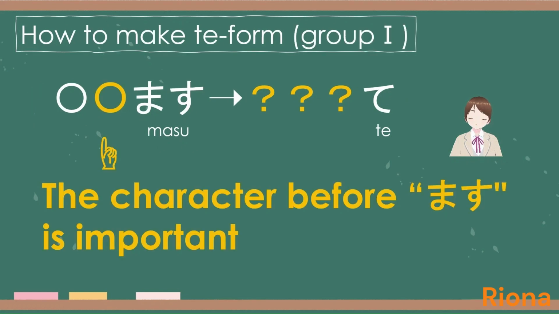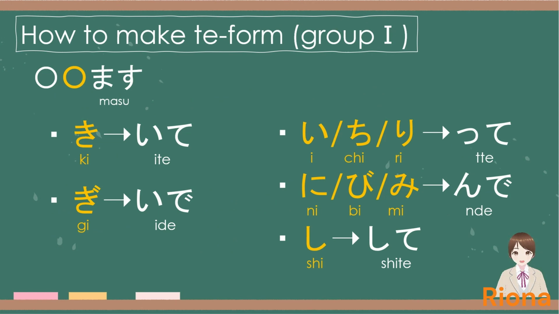First, Group 1. In Group 1 verbs, the character before mas is important. If the character before mas is ki, change ki to ite and remove mas, please. If the character before mas is gi, change gi to ide and remove mas, please.